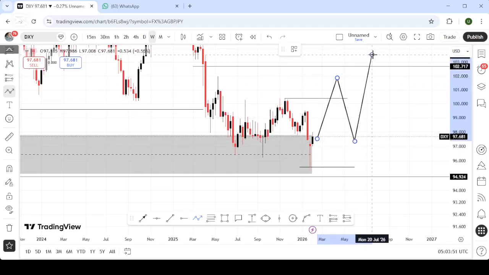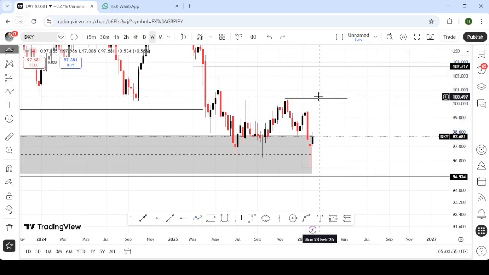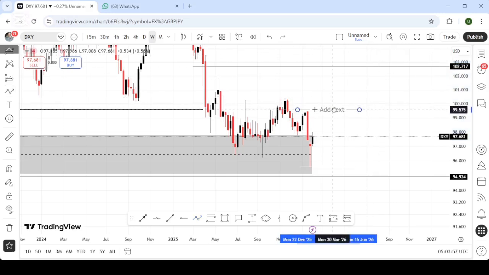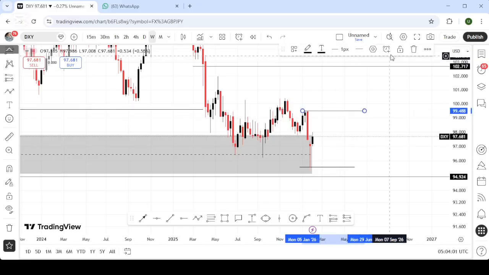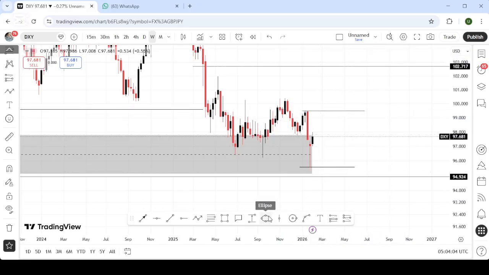We know that change of character has happened on a monthly time frame, but you can actually drag this particular level down to here. You can keep it like this, because this is also a high. So it simply means that if the market ends up taking out a particular high like this, if price takes out this high, we will know that a long-term change of character has happened.